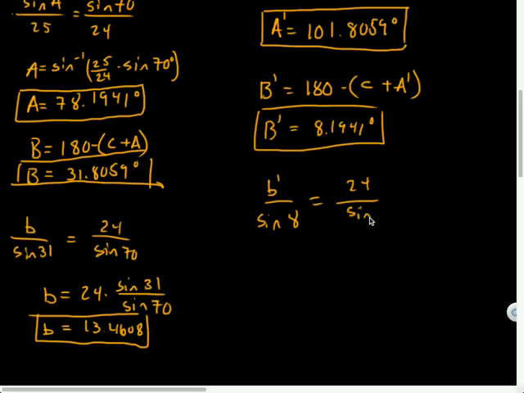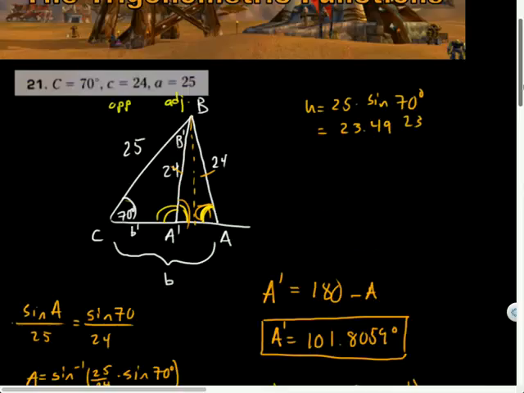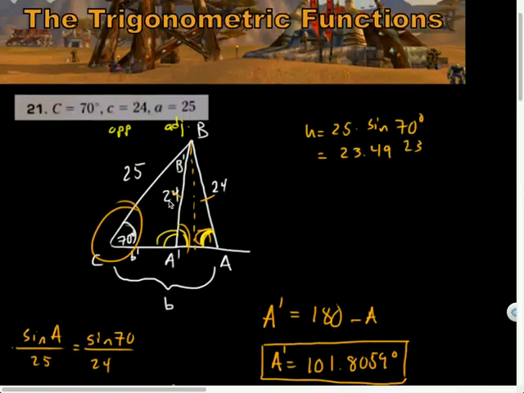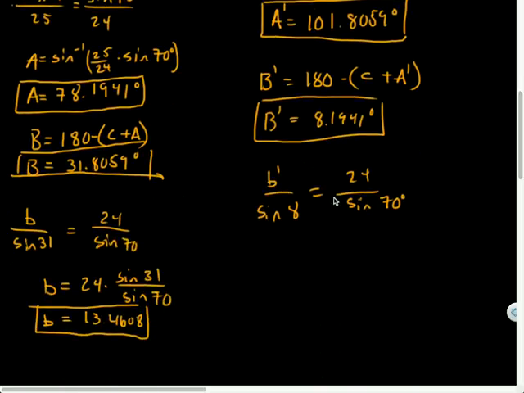Notice there's no c prime or capital C prime because those stayed the same in both cases. This angle is 70 degrees in both of those triangles. This is 24 in both of those triangles. Also, little a prime does not exist because 25 is the same in both of those triangles. All right, so we truly have two separate triangles going on here.